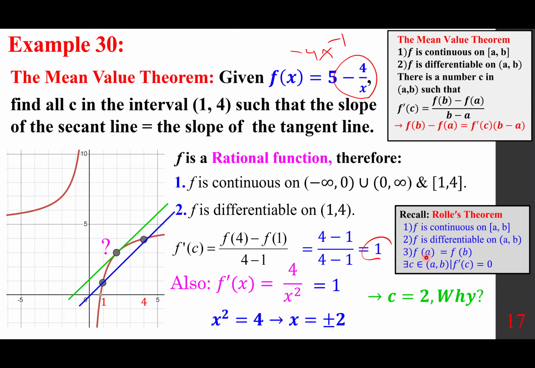Reminding you of Rolle's theorem, by the way: if f is continuous in the closed interval, differentiable in the open interval, and f of a is equal to f of b, then there is a point c such that f prime equals 0. Okay, that's if f of a equals f of b. That means in essence, if f of a and f of b are equal, f prime becomes 0. That's the idea. That means the horizontal line.